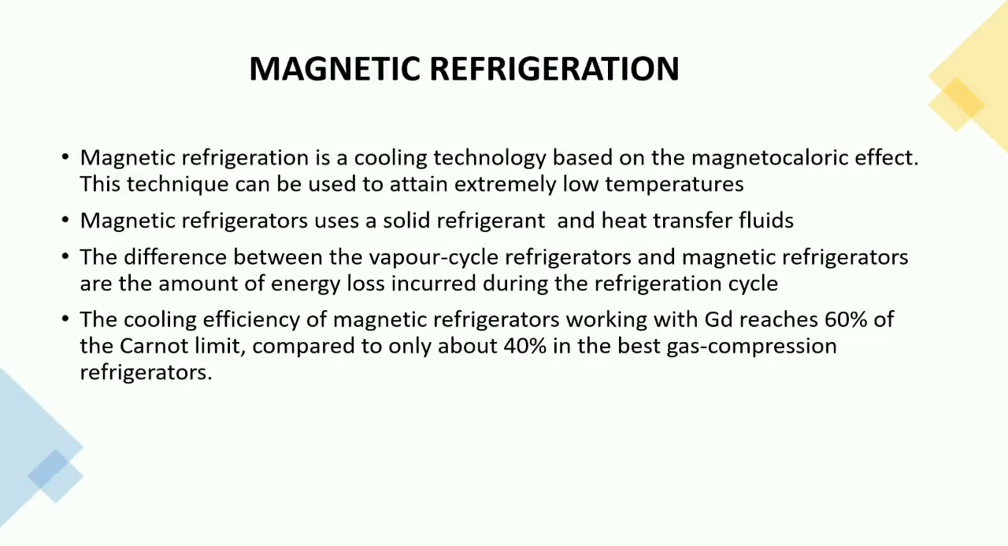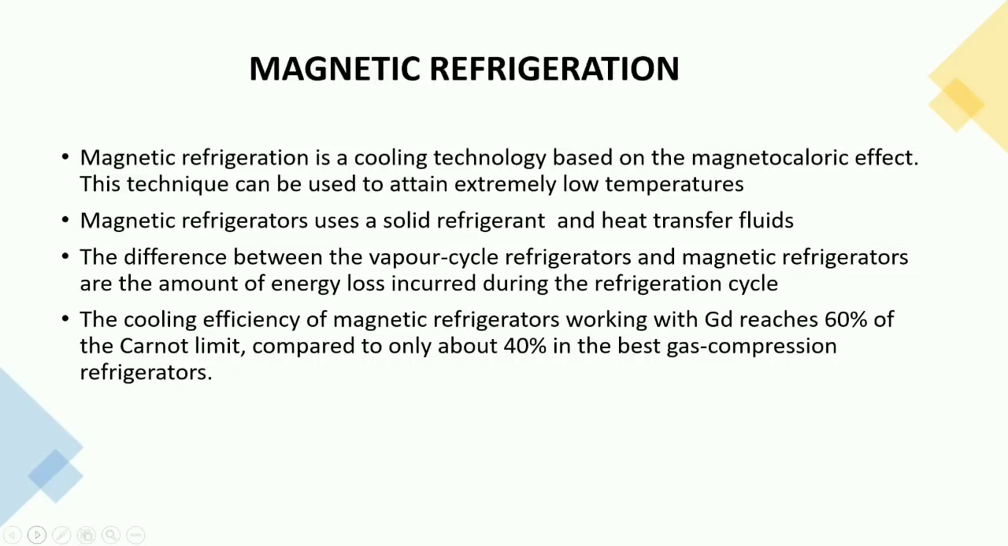On using gadolinium in magnetic refrigerators, its cooling efficiency reaches 60% of the Carnot limit, whereas it reaches only 40% in gas compression refrigerators. With the currently available magnetic materials, this high efficiency is seen in high magnetic fields of 5 Tesla. Therefore, research is needed for new magnetic materials displaying a larger magnetocaloric effect, which can then be operated in lower fields of about 2 Tesla, which can be generated by permanent magnets.